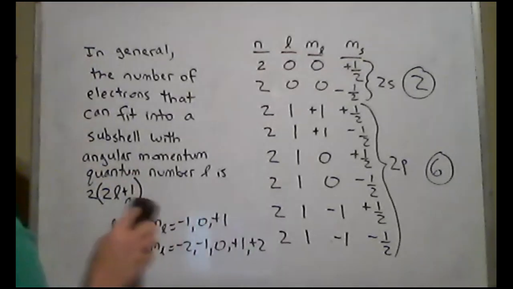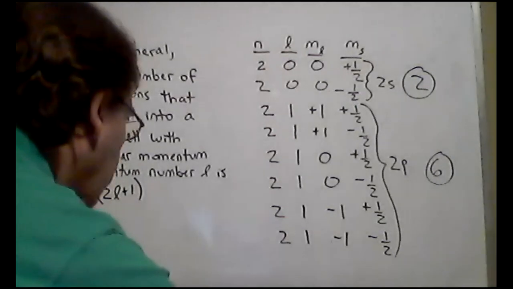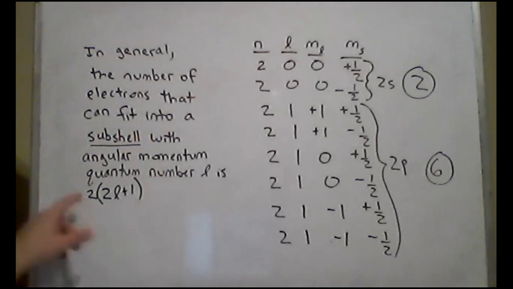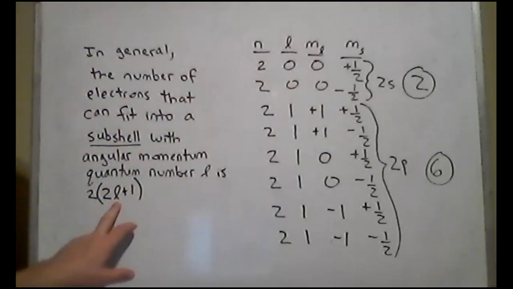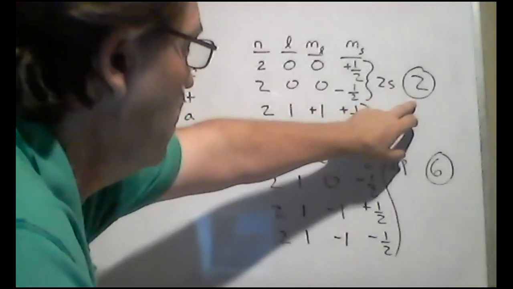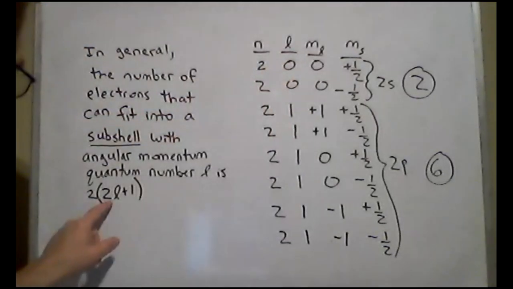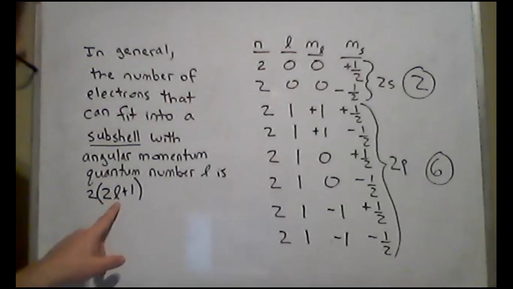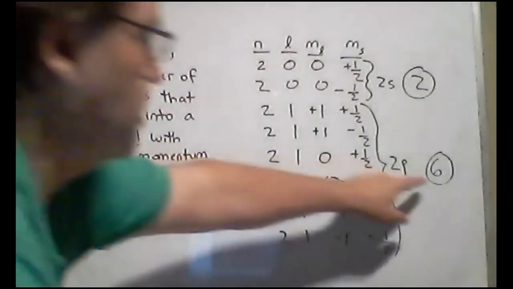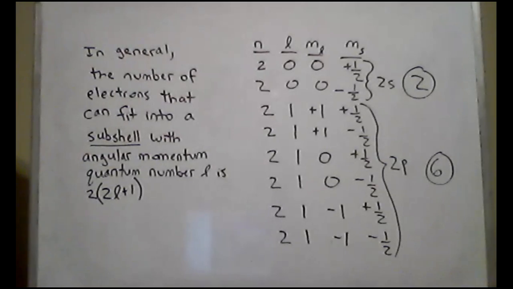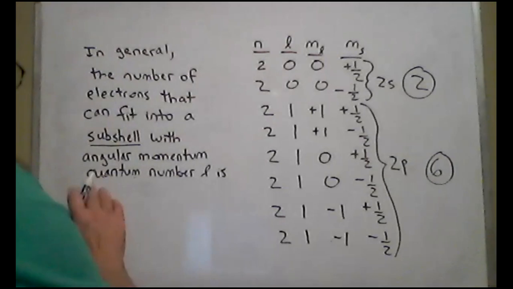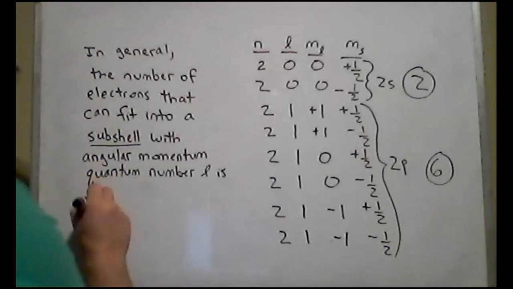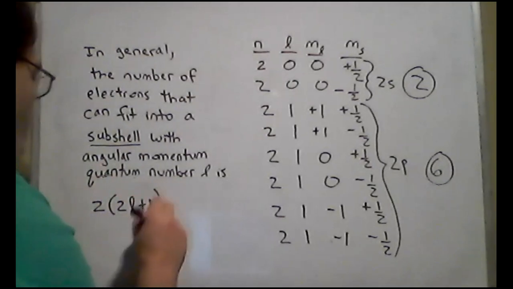So for a given orbital angular momentum quantum number L, which denotes a subshell, the total number of electrons you can fit in there is 2 times the quantity, 2L plus 1. And we see this, right? When L equals 0, 2 times 0 is 0, plus 1 is 1. 1 times 2 is 2. There it is, 2 for the L equals 0 subshell. If L equals 1, 2 times 1 is 2, plus 1 is 3. 3 times 2 is 6. So again, 6 in the L equals 1 subshell. 2 times the quantity, 2L plus 1, is the number of electrons that can go into a subshell with orbital angular momentum quantum number L.